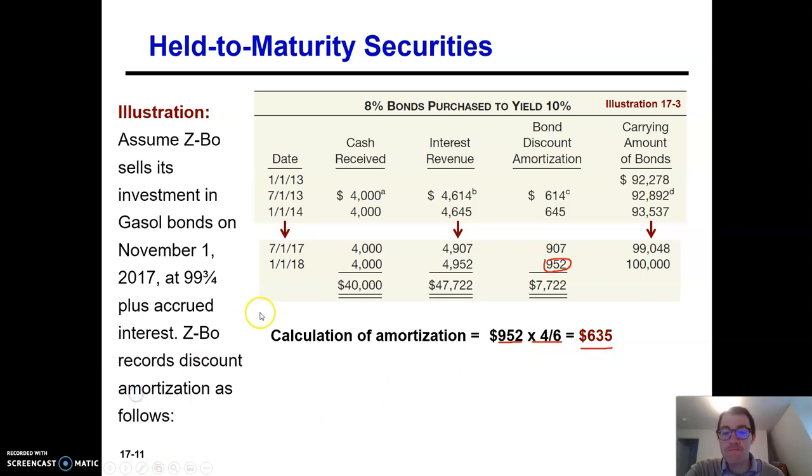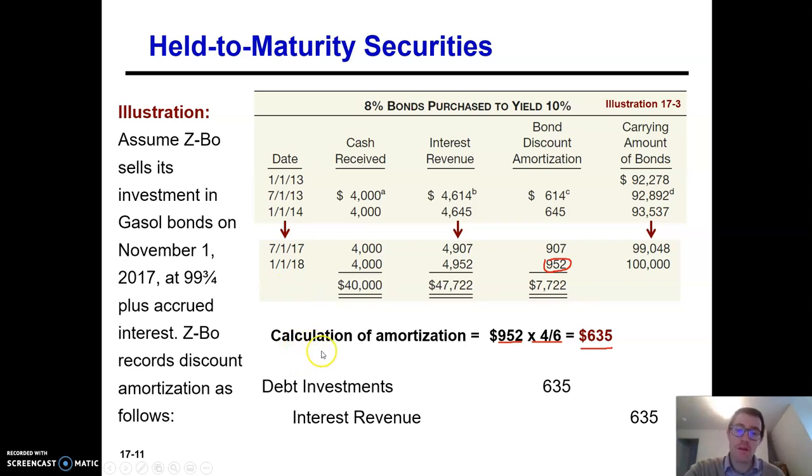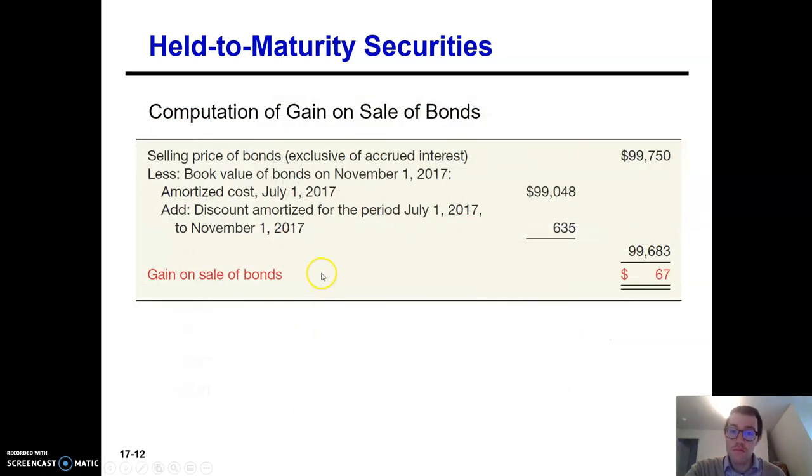All right. So debt investments go up by $635, and we're going to recognize that much of interest revenue at that point in time. And then let's account for the actual sale after we have updated this discount amortization. The gain on sale of the bonds is going to be $67, and you can see how that's calculated right there. You have the selling price of the bonds, exclusive of the accrued interest, less their book value at that point in time, plus the discount we updated there.